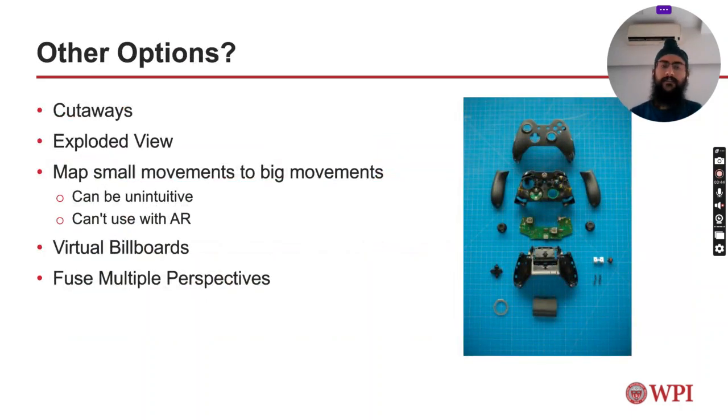Well, we could try doing a cutaway. So instead of having an X-ray, we could just get rid of the occluding component completely. And this could work for some applications, but if that piece that we're going to cut away is actually important to what we're trying to do, then it might not be such a good idea.